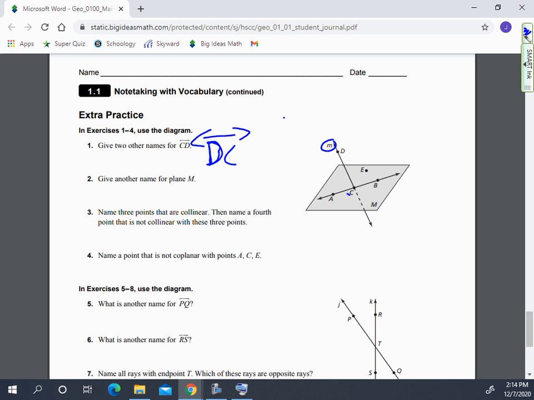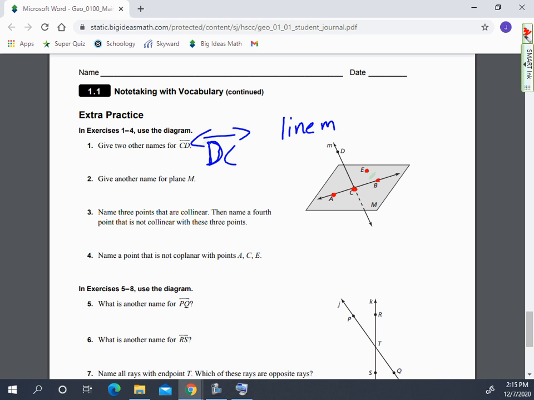So we can say line M. Give another name for plane M. Notice the difference between the lowercase letter and capital letter. The capital letter represents the plane. Okay, and we can name a plane by giving three points on that plane. So give me three points. Well, we have actually four on this plane. We have A, C, B, and E.